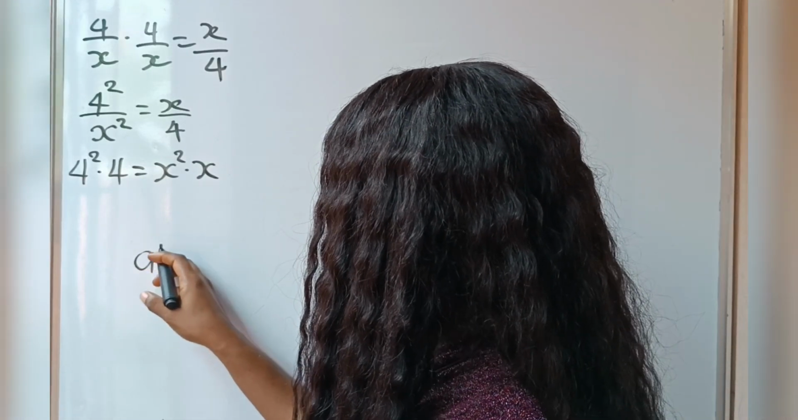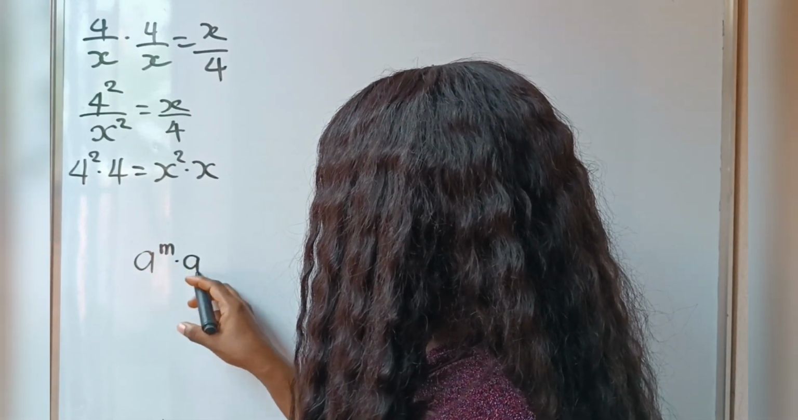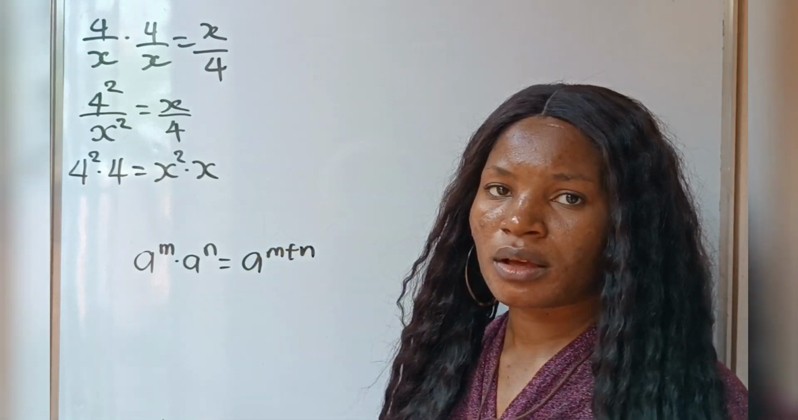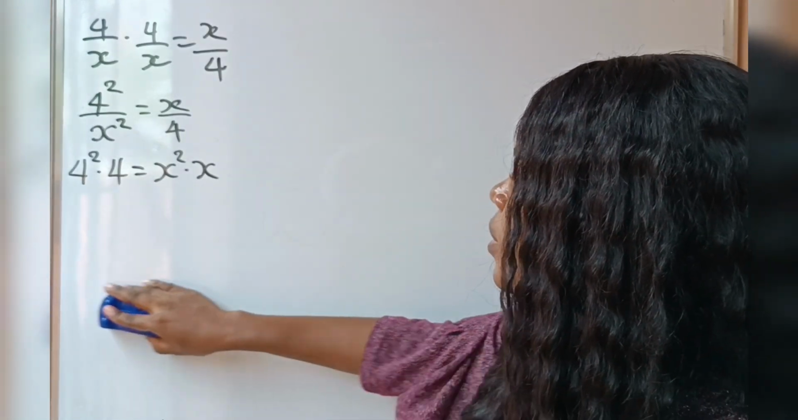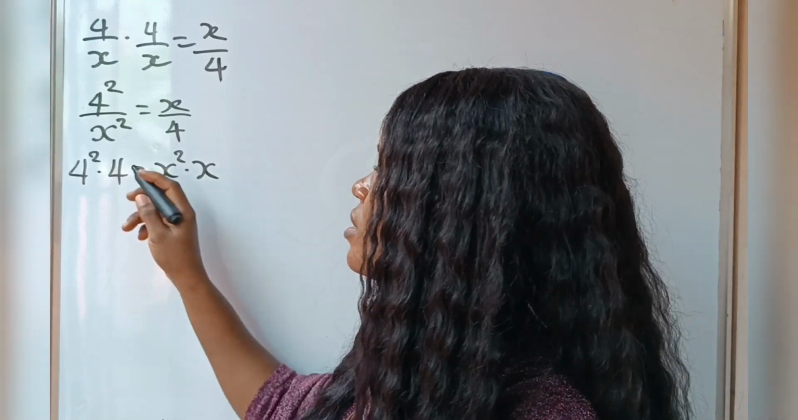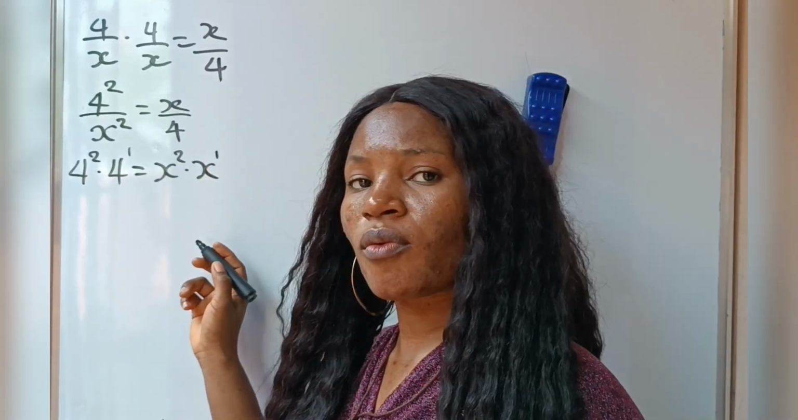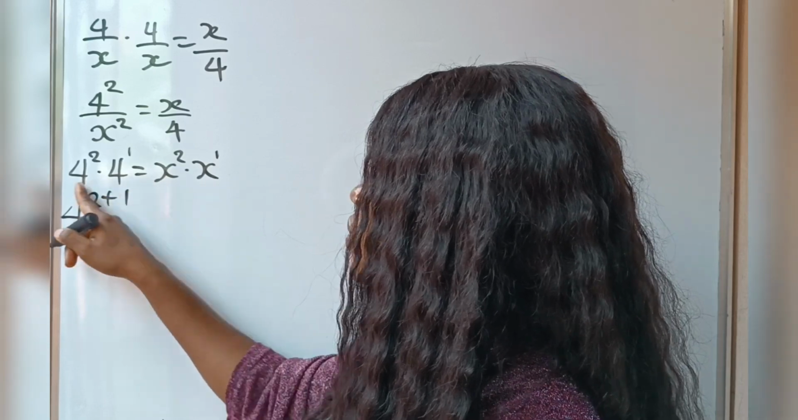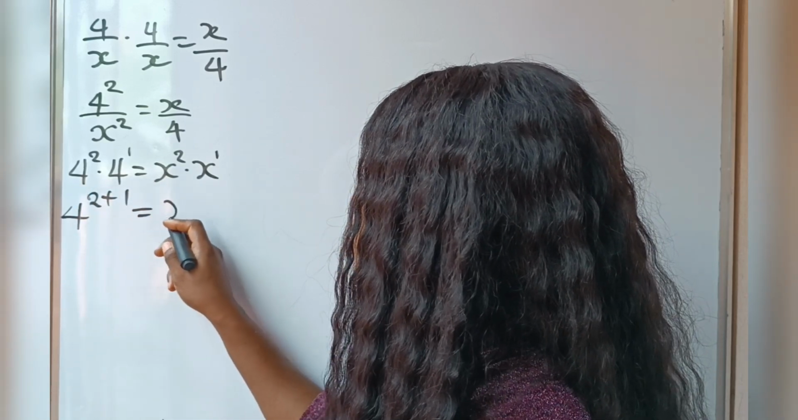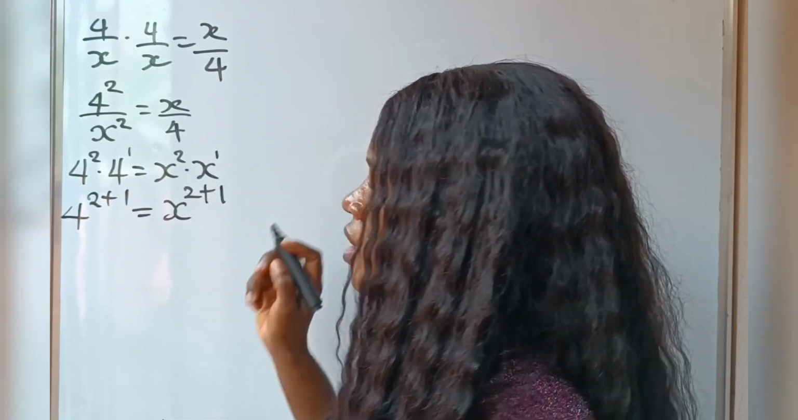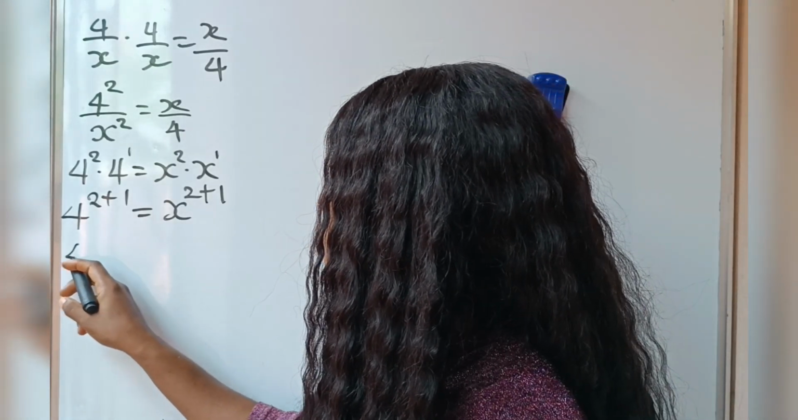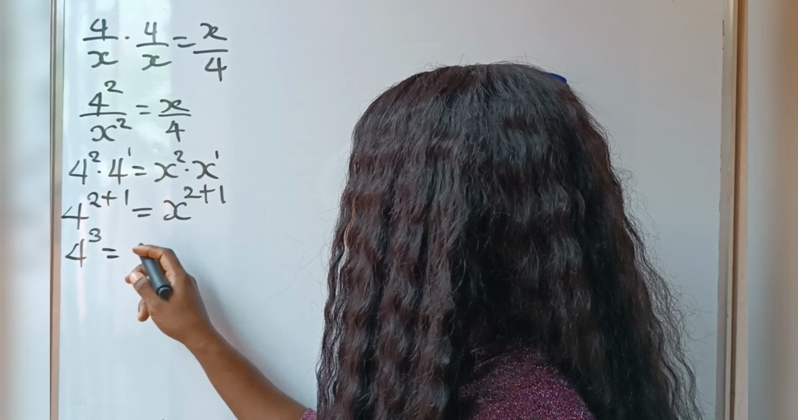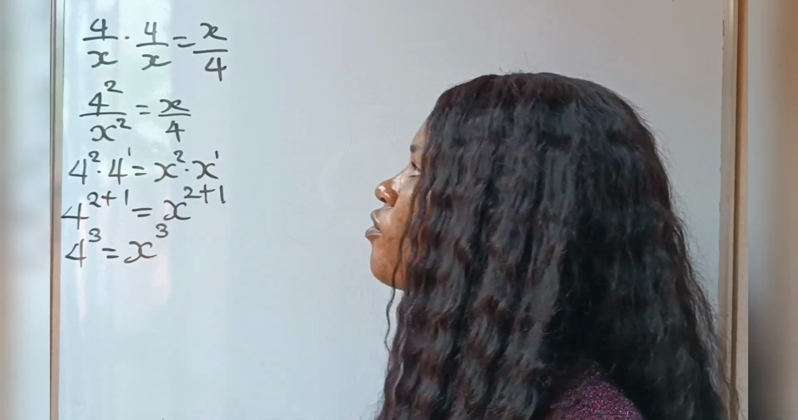Now, recall that a to the power of m multiplied by a to the power of n is equal to a to the power of m plus n. So that means that we can express this as, recall that this is to the power of 1 each, right? So this 4 to the power of 2 plus 1, since we have the same base, is equal to x to the power of 2 plus 1 as well. So we have 4 to the power of 3 is equal to x to the power of 3.